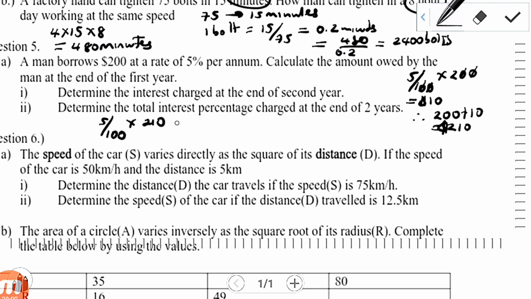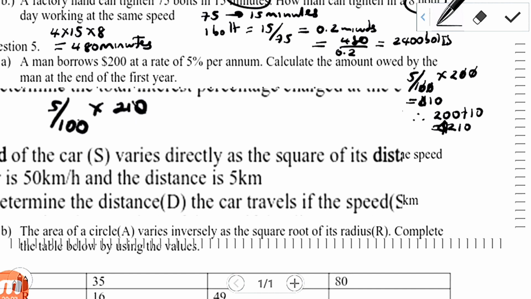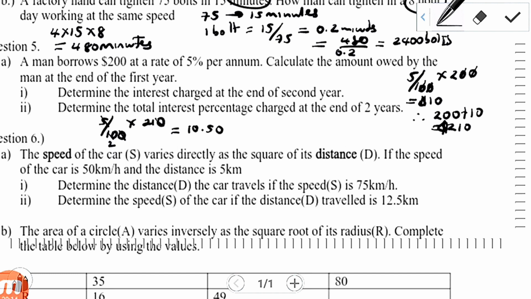5 divided by 100 multiplied by 210. Mathematically, when you work this out, you'll find that you get $10.50 interest being charged at the end of the second year. Notice that the 210 is the amount owing at the end of the first year. So he went into the second year owing 210. Hence, the interest was charged on that outstanding balance. So there's no need to add the 10.50 to the 210 because the question only asks for the interest charged at the end of the second year.